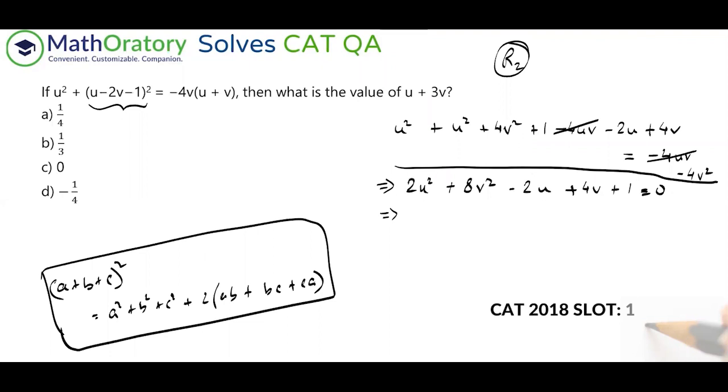So first, what I'm going to do is take a 2 common and write u square minus 2u. Similarly, I'm going to group this 8v square with this 4v. But in this case, I'll not take 4 common, I'll take 2 common. I'll explain why straight away. But just let me write this. This is what we have. Leave the constant as of now.